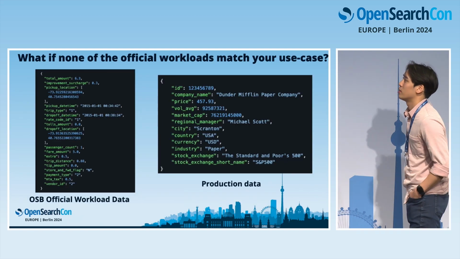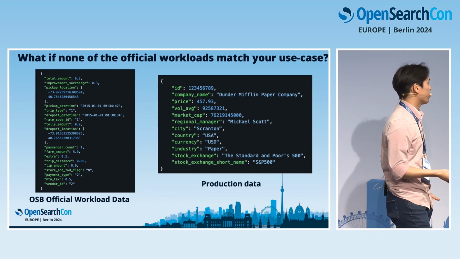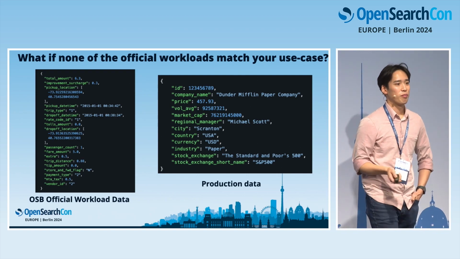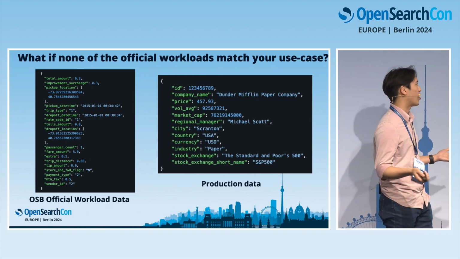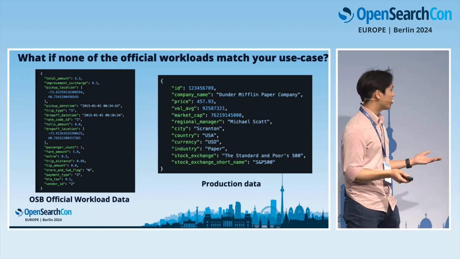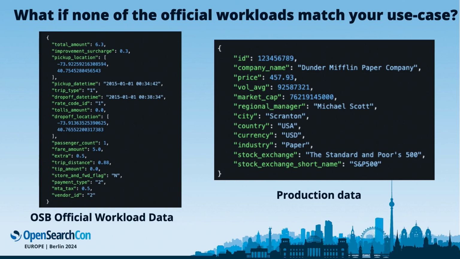Many of you might run into an eventual roadblock, which is: what if the official workloads, none of them match my use case? Maybe you've been playing around with NYC taxis, HTTP logs, and Big Five, and in reality, your production cluster workload looks like financial data, like here on the left.